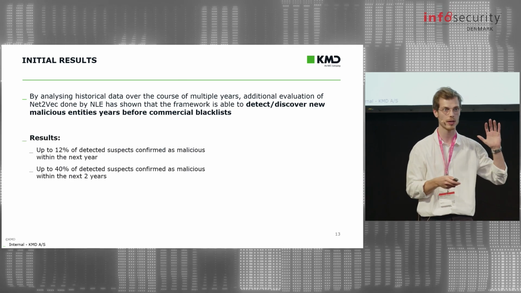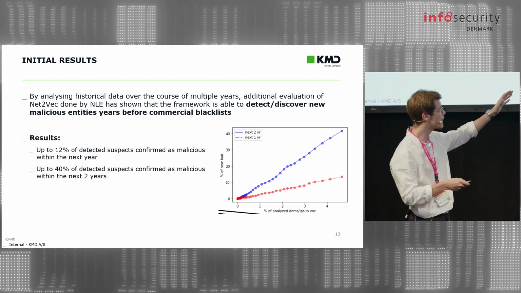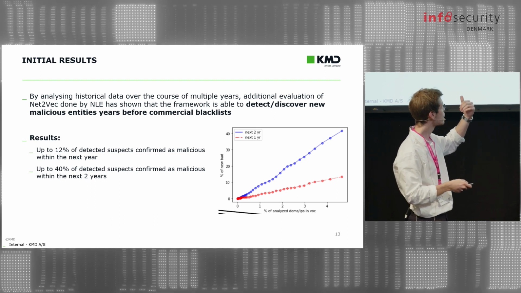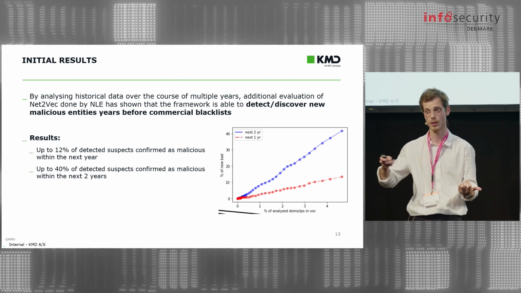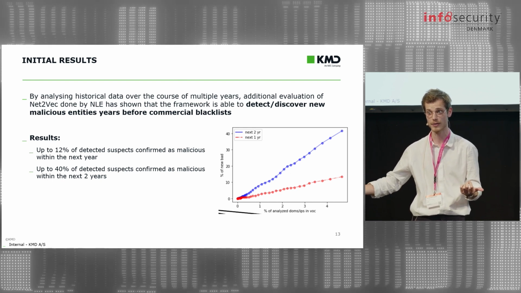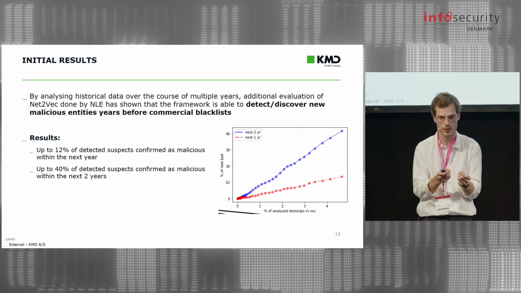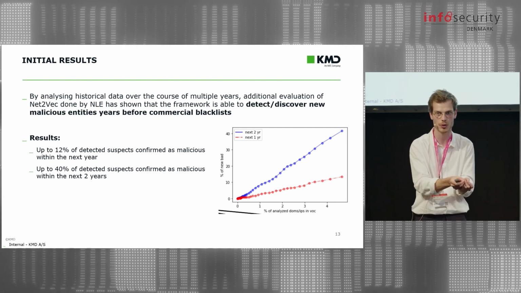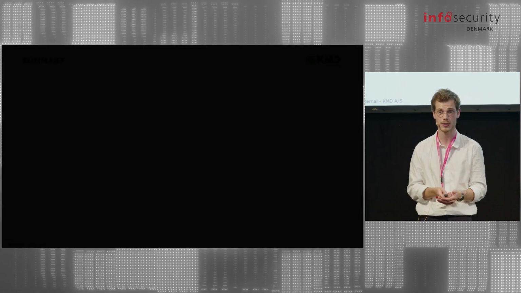And these results are quite interesting, because what they say, as seen on this graph as well, is that within the first year, 12% of the suspects defined by netværk were also defined by other commercial blacklists, and up to 40% within the next 2 years. So there's a feeling that because we can target the behavior and not the signature, we can get to the threat earlier in the process, which is extremely important.